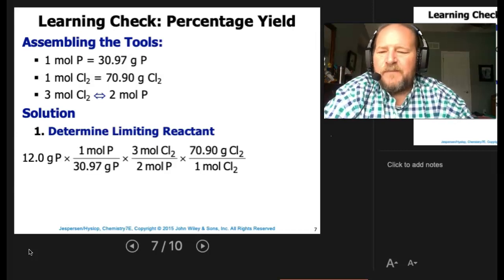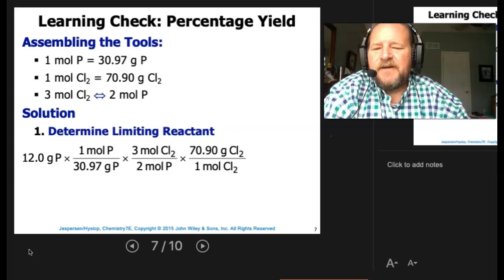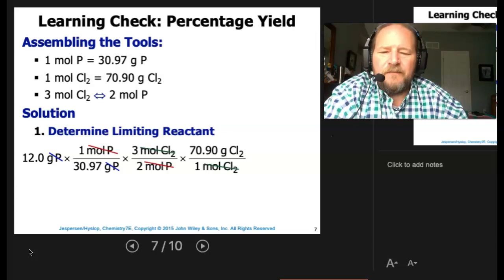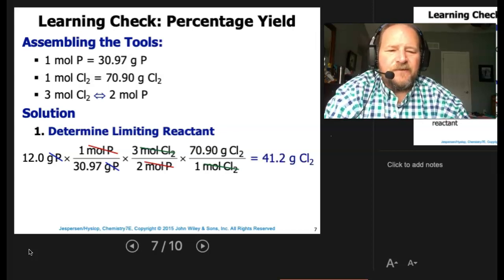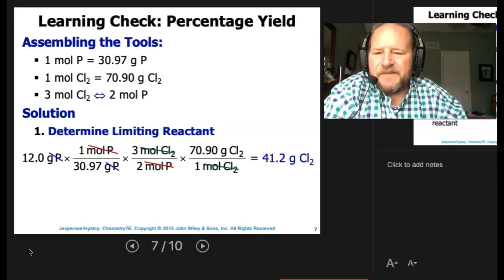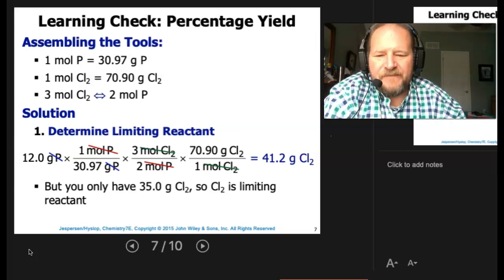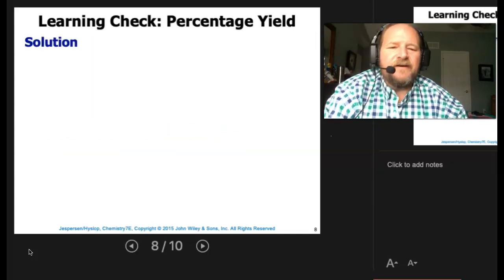So we have 12.0 grams of phosphorus, right? We're going to get rid of grams of phosphorus, get into moles of phosphorus, get out of moles of phosphorus to moles of chlorine to grams of chlorine, 41.2 grams of chlorine. So for the 12 grams of phosphorus, it's going to be 41.2 grams of chlorine, but we only have 35. So at this point, we know the chlorine is the limiting reagent.